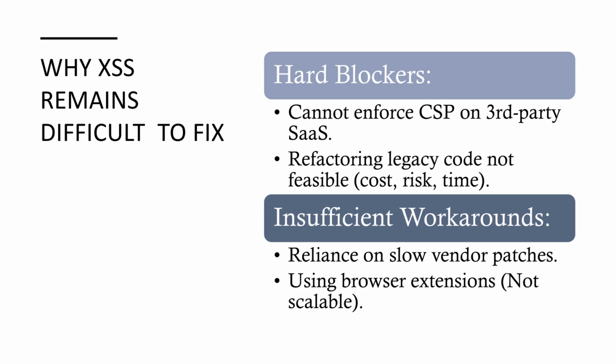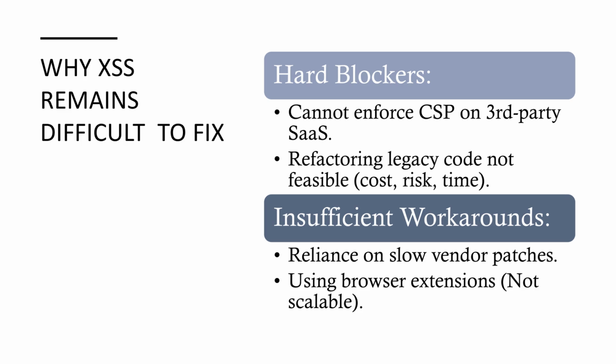Beyond the technical complexities we've discussed, teams often face significant limitations in implementing XSS defenses. For instance, a major limitation is that you usually cannot modify or enforce security policies, like CSP, on services you don't host yourself. Think about the many SaaS tools you integrate. Similarly, with legacy systems, attempting to update aging codebases for comprehensive XSS prevention is often simply not feasible due to costs, high risks, or the time involved.